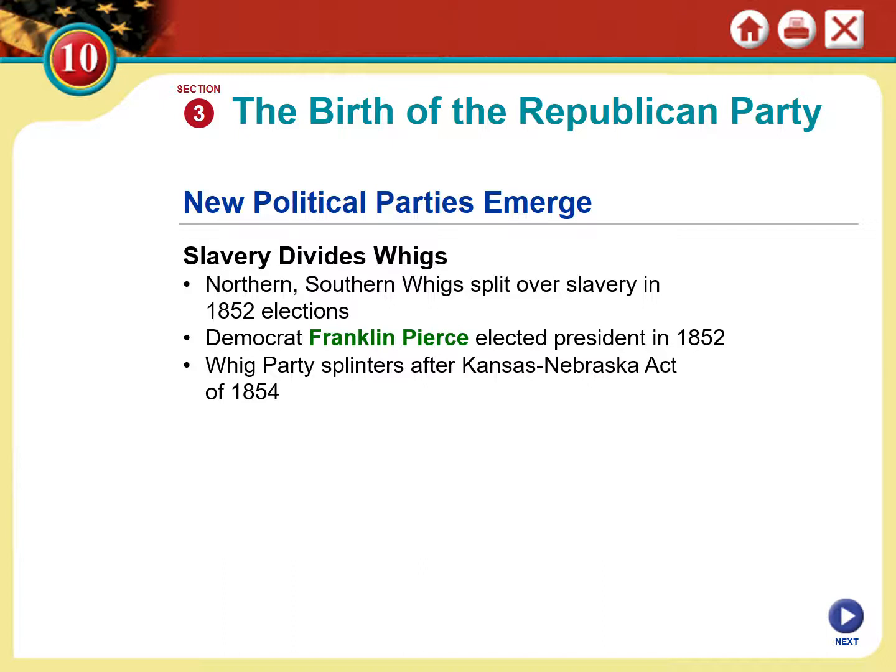Now, in the 1852 election, because of the division among the Whigs, the Democrat Franklin Pierce became president in 1852. And really, after the Kansas-Nebraska Act, the Whig Party split up as well, and that was the attempt to use popular sovereignty to allow people to decide for themselves whether or not a state should be free or slave. And the unfortunate reality of Kansas and Nebraska was that when it came to an issue that important and that divisive, people were not able to do this in a peaceful and democratic way.